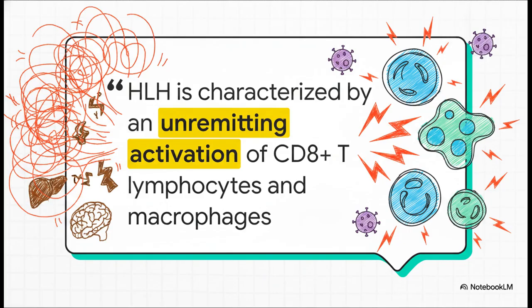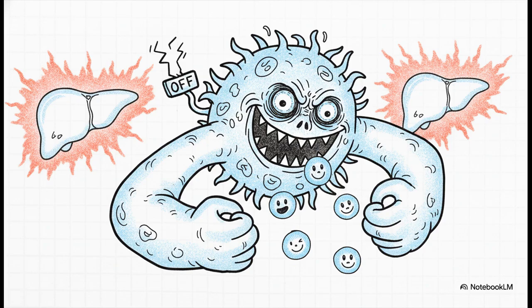The defense force completely loses its ability to stand down. It permanently activates and literally starts shredding the host's own organs, particularly the liver, the bone marrow, and the central nervous system. To spot this runaway train before it crashes, clinicians have to look for immense, massive systemic inflammation markers. We're talking unyielding fevers, massive enlargement of the liver and spleen, and skyrocketing levels of ferritin in the blood.